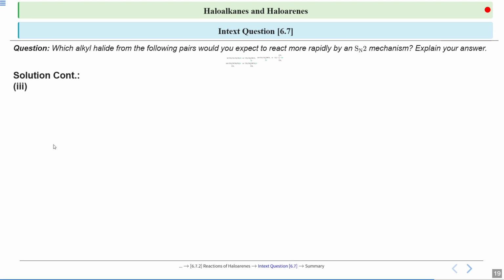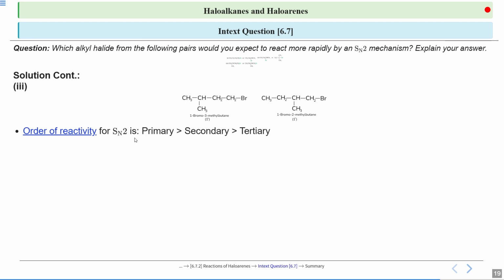Now, let's see your third pair. The first is 1-bromo-3-methylbutane, which is a primary structure, and the other is 1-bromo-2-methylbutane, which is again a primary structure. So we have similar alkyl halides, primary and primary. Now, the order of reactivity of SN2 is highest for primary, then secondary, then tertiary. But in this case, both molecules are primary alkyl halides.